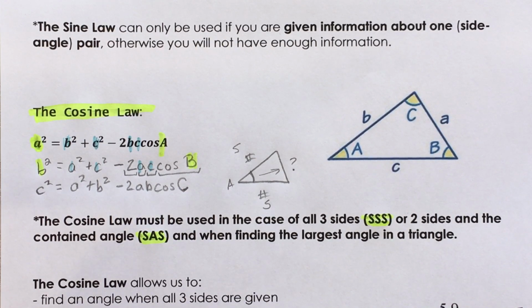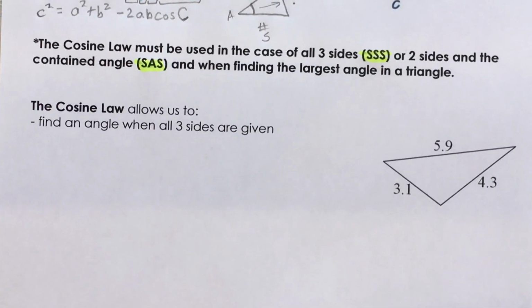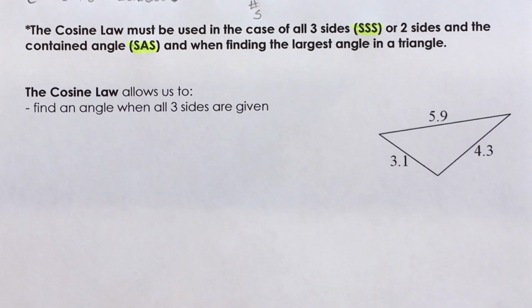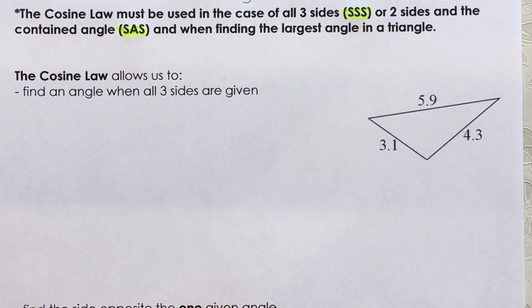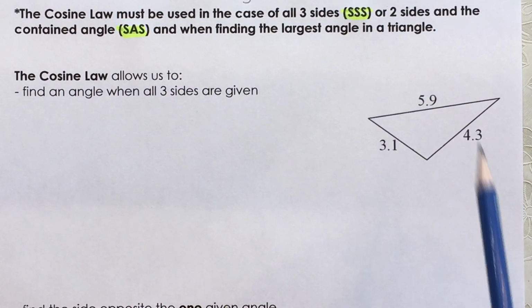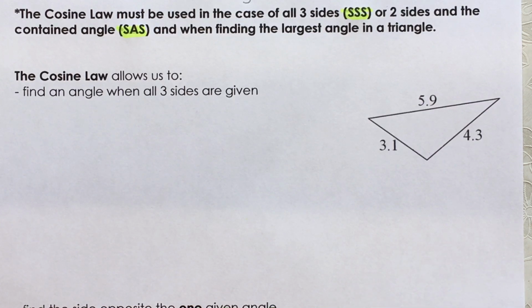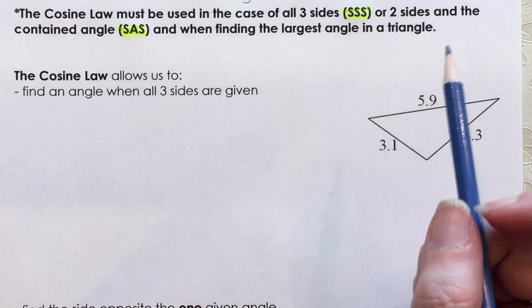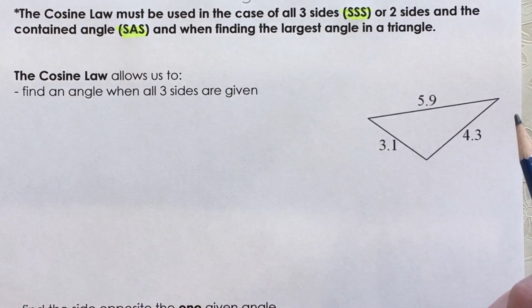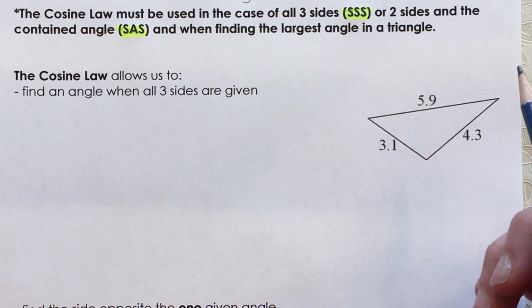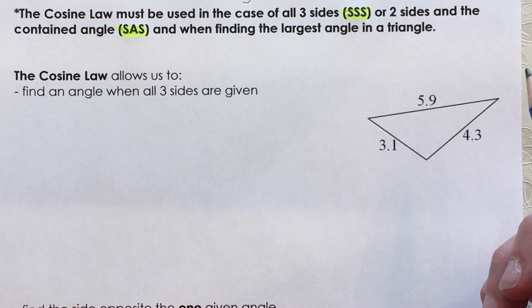The cosine law allows us to find an angle when all three sides are given. So here's a case where all three sides are given. One thing that's important to know is that the cosine law gives you angles all the way from 0 to 180, whereas the sine law always sticks to angles between 0 and 90. So if there happens to be an obtuse angle in your triangle, you always want to use the cosine law to find it.